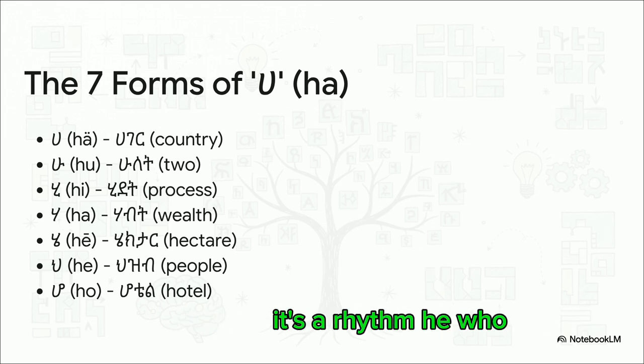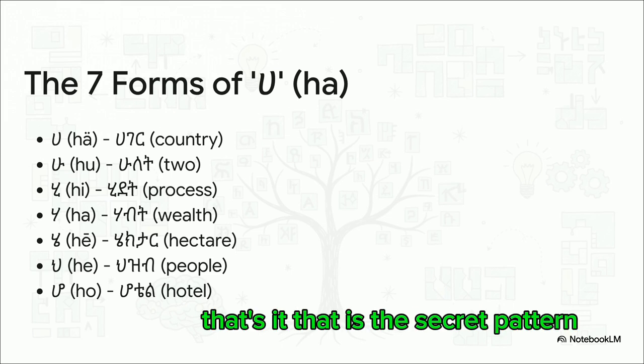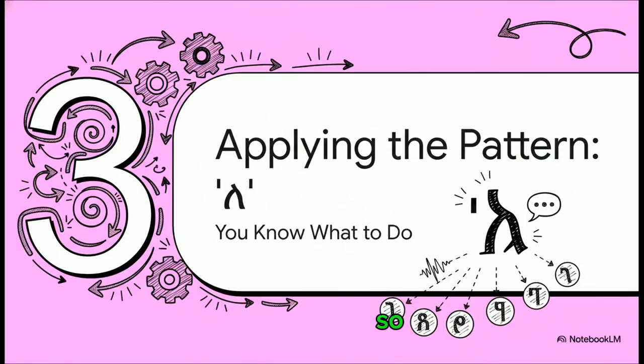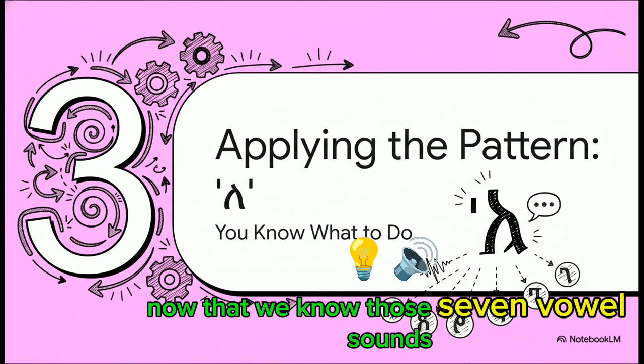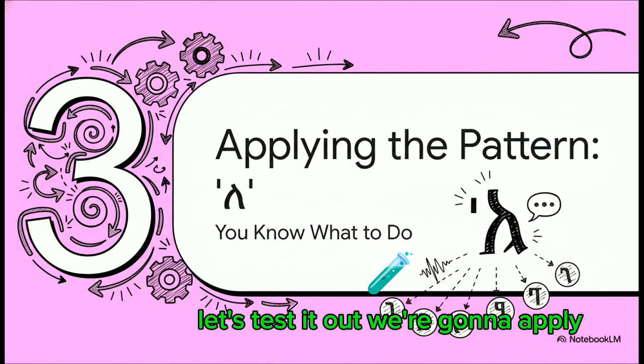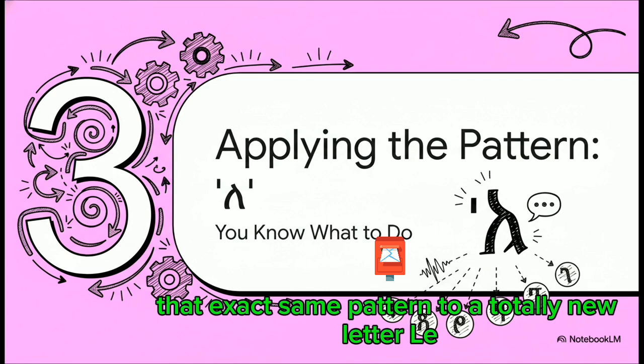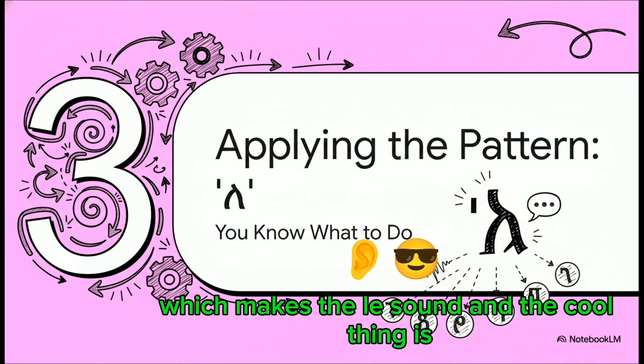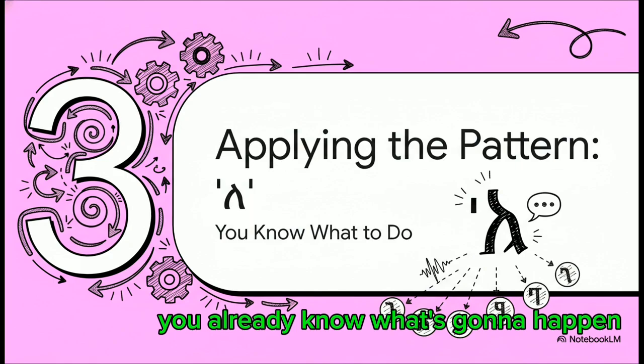Did you catch that? It's a rhythm. Ha, hu, hi, ha, he, ho. That's it. That is the secret pattern. So, now that we know those 7 vowel sounds, let's test it out. We're going to apply that exact same pattern to a totally new letter, le, which makes the le sound. And the cool thing is, you already know what's going to happen.